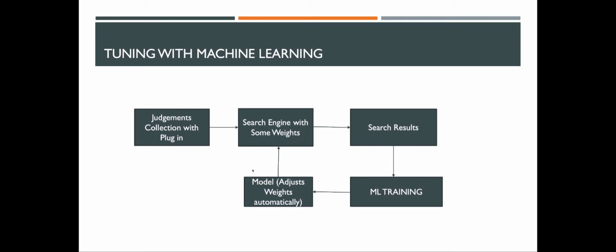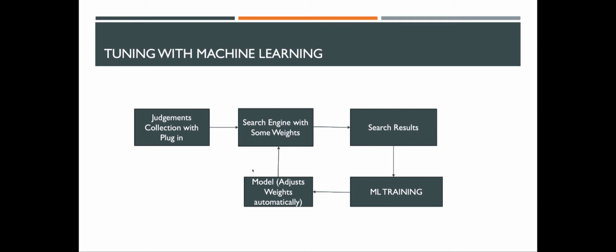So the advantage is you are automating your weights for your search ranking results, and you can scale it very easily with multiple machines, and you can do all of this in a very short time. That's where machine learning is very powerful.